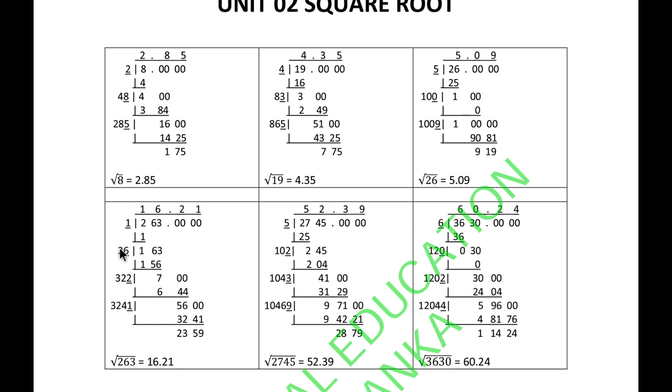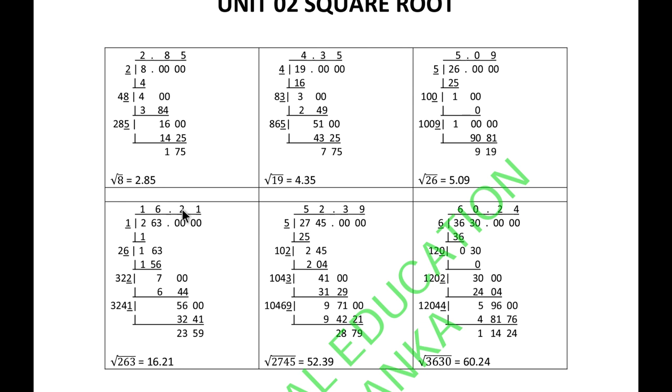6 times 26, it's 156. So subtract. That is 7. And I'll take 2 zeros. Then this 16 you need to multiply by 2. That is 32. Keep a blank. So repeat the same number here and here.